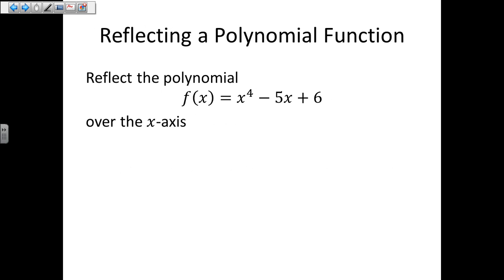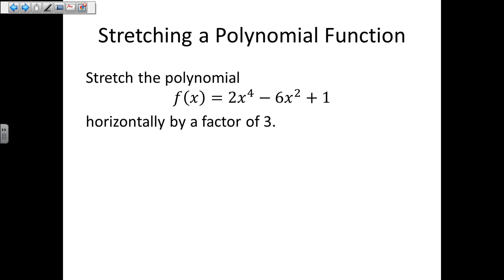So let's take a look at reflecting a polynomial across the x-axis. Now remember, if we want to reflect it over the x-axis, we put a negative in front of the whole function. So notice that that negative is outside some parentheses, and that negative needs to go to all 3 terms of this polynomial. So it would become negative x to the 4th plus 5x minus 6.